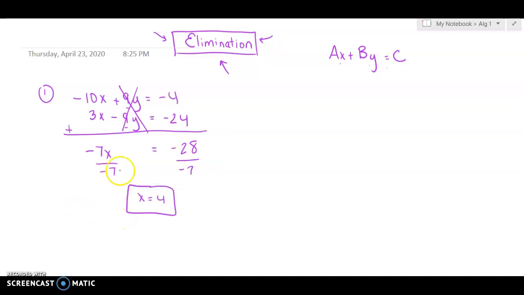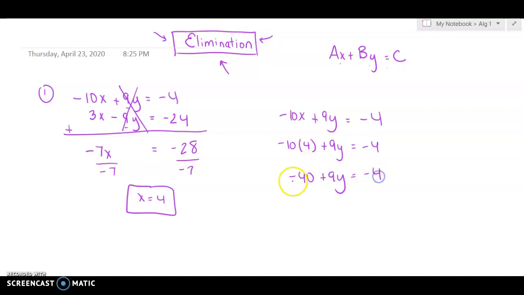Once you have x, we still need to go back and find y. I know you're used to just solving for x, but we do need y as well. So if you take this x, you're going to plug it into one of these two equations. It doesn't matter which one. So I'm going to do the negative 10x plus 9y equals negative 4. I'm going to plug the 4 in for x. So I'm going to get negative 10 times 4 plus 9y equals negative 4. So negative 40 plus 9y equals negative 4.